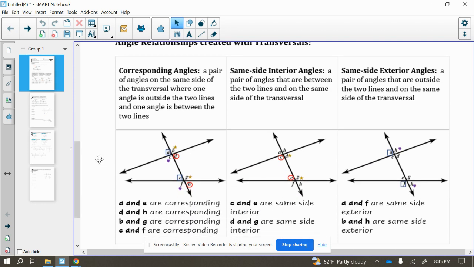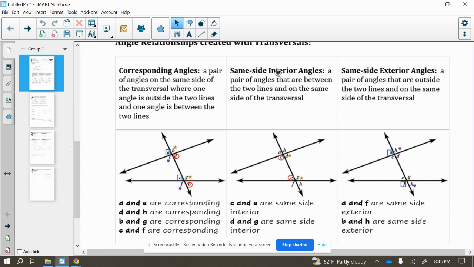For instance, we have corresponding angles. Corresponding angles are angles that are on the same side of the transversal, but one is on the interior, one is on the exterior, but they're kind of in that same position. So for instance, angle A and angle E in our diagram are corresponding. Angle D and angle H, angle B and angle G, angle C and angle F. Okay, so those corresponding ones, they're going to be again in that same location.